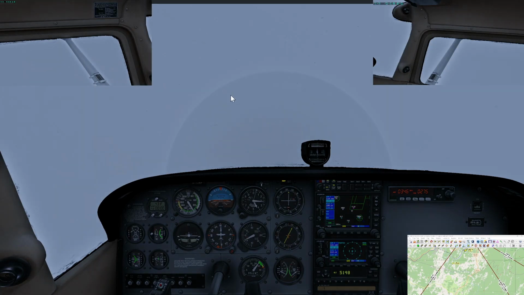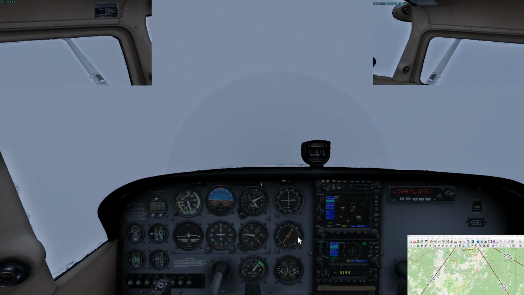Waiting for the pointer to drop. 40 degrees. I'm not even going to change that. That doesn't matter anymore. This means nothing. 50 degrees. Let's go back to 360. That's our intercept heading for 040.